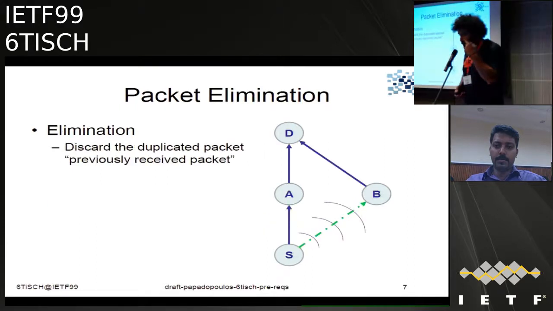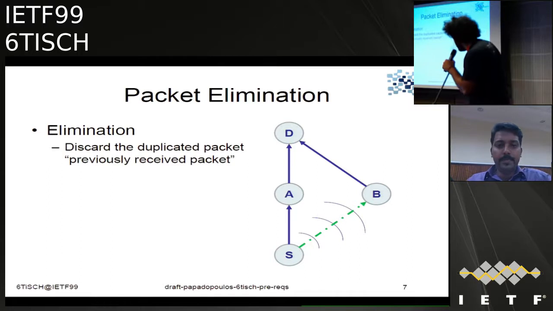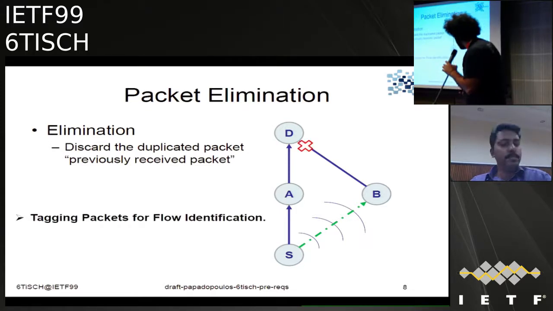Next, by employing packet replication, it's straightforward that we are having duplication. So we have unnecessary traffic in the network. We need to employ what's called packet elimination to reduce this unnecessary traffic. To do so, each 6TiSCH node, once it receives the first copy of the data packet, will discard the following copies.